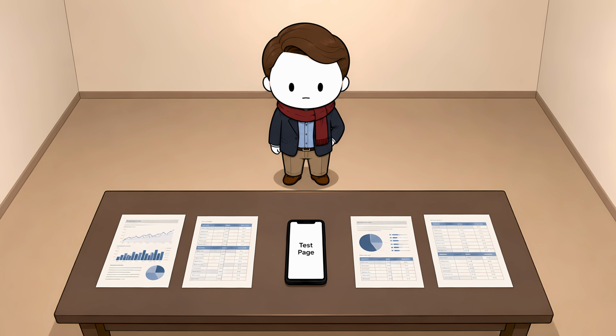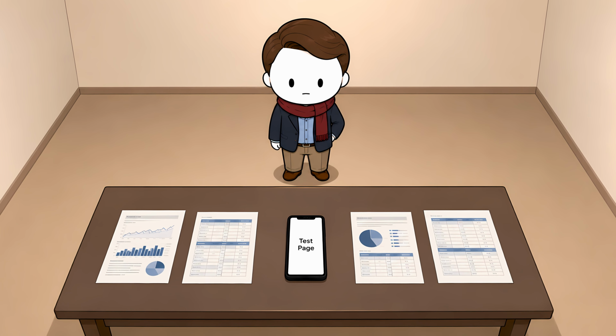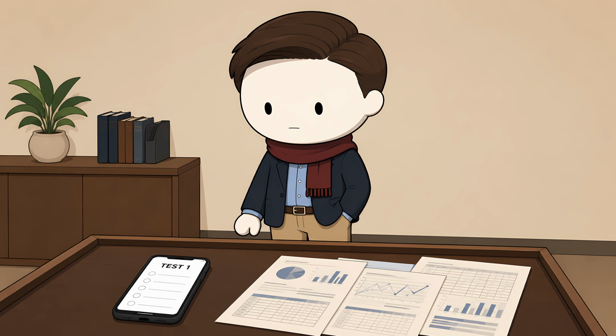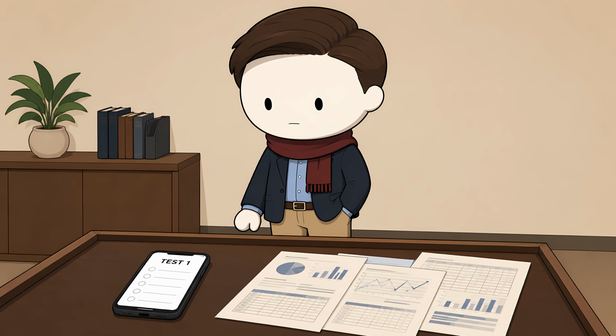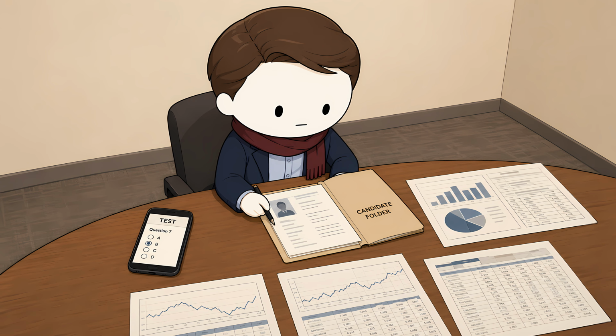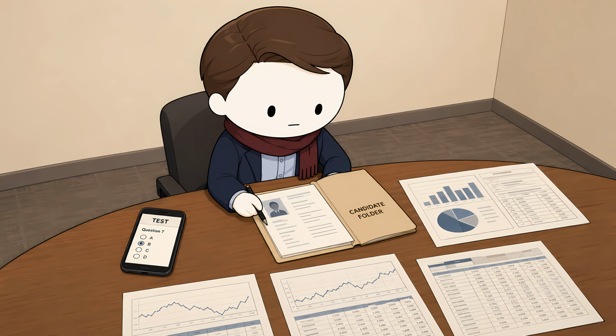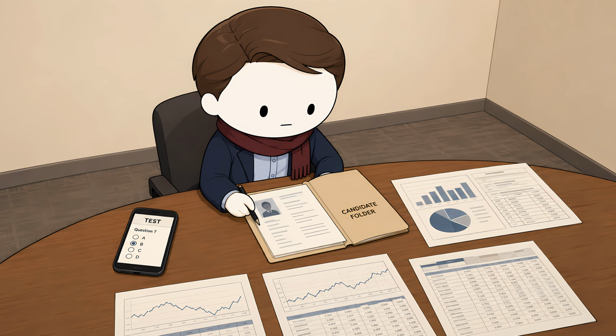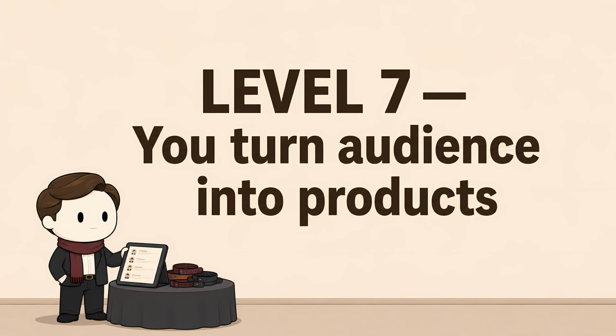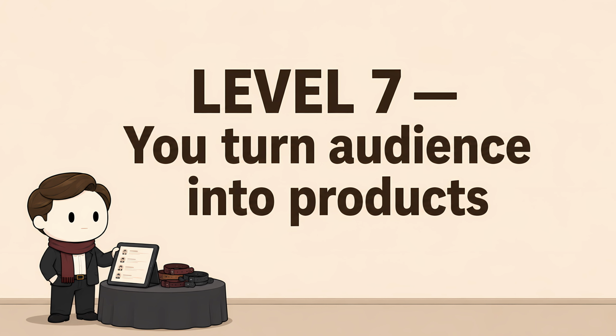Inside the fund office, you stand back from the phone with test page. You understand account hunting has to happen without your hands on the screen. You keep the candidate folder open beside the phone showing the test page. Level 7. You turn audience into products.